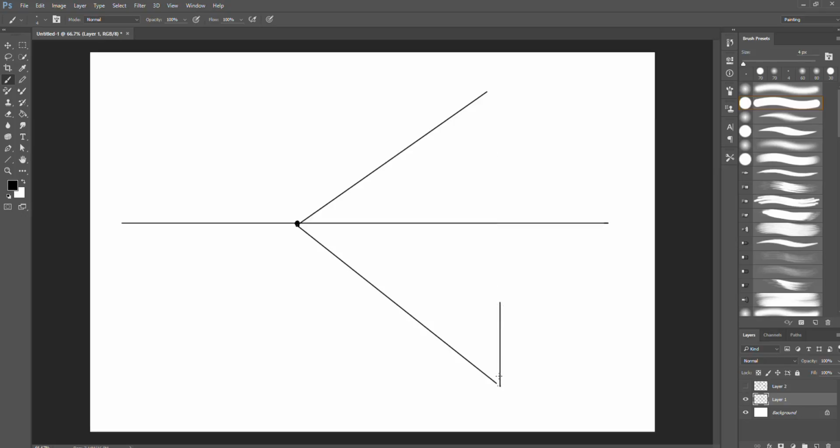I don't know why my program is freezing like that. I guess I'll just freehand this.